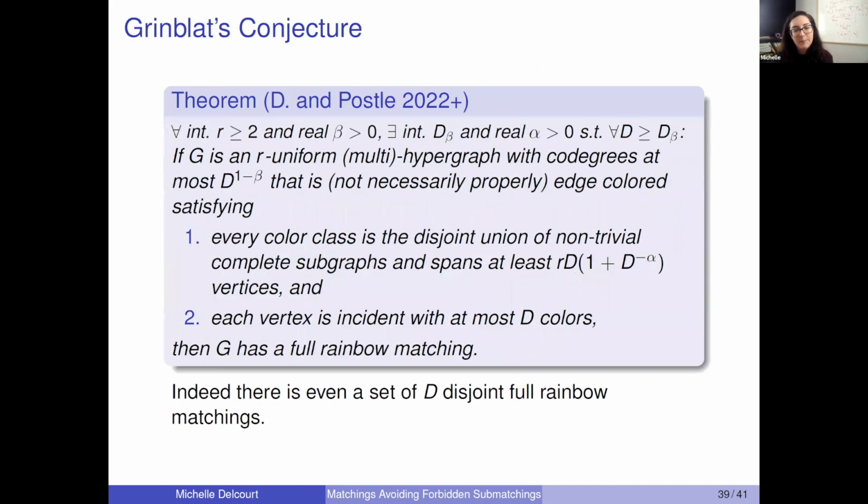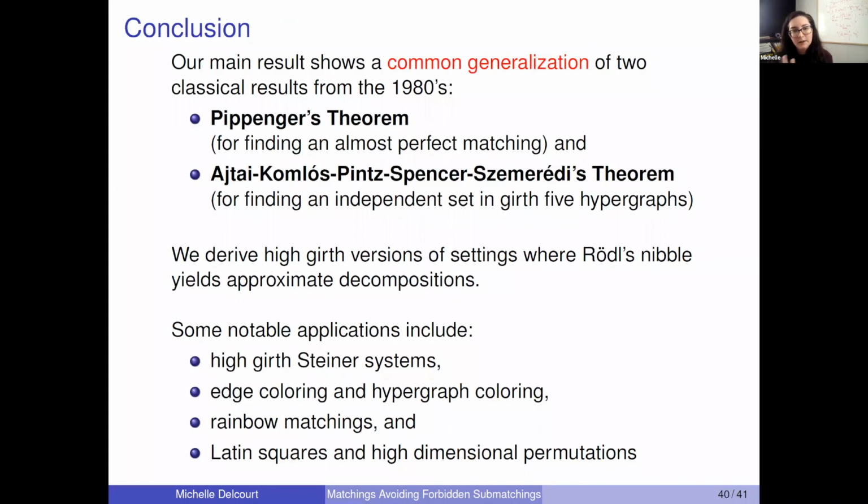But I just wanted to say that our main theorem shows a common generalization of two very classical streams. In general, finding almost perfect matchings in graphs with certain degree and codegree conditions, versus finding independent sets in hypergraphs with girth at least 5.